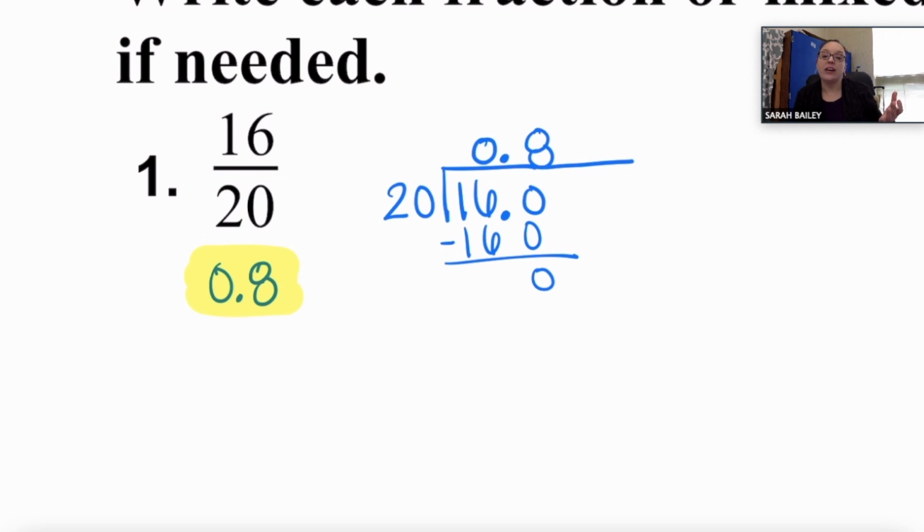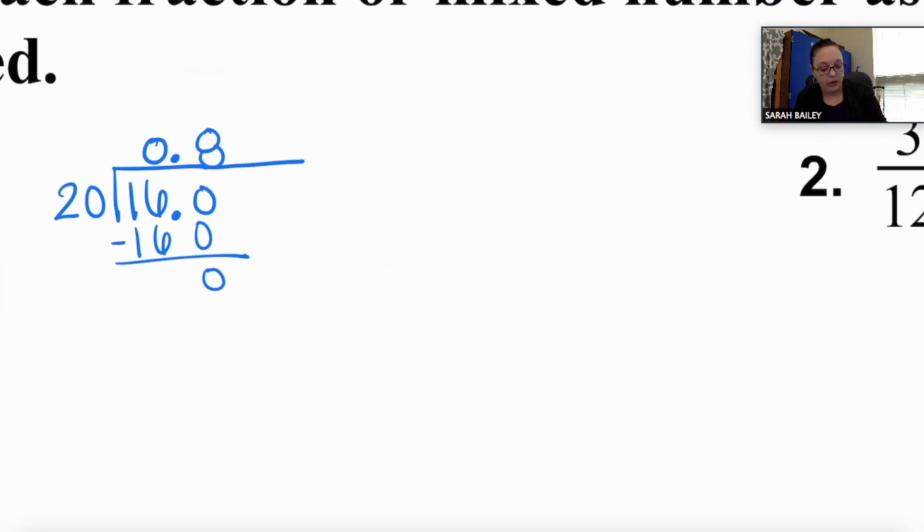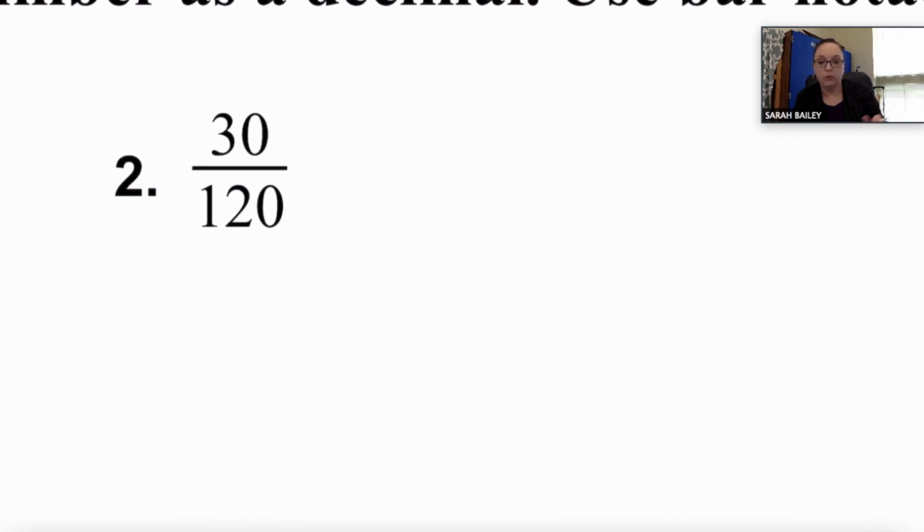Okay, so that's how we're going to work these. I don't need to use any bar notation because this is not a repeating decimal. If I had gotten something like 0.88888 and so on, then I would have to use the bar notation, which we'll talk about later. All right, let's look at the next problem, number 2.